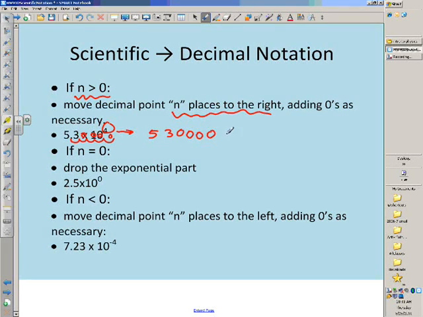No need to keep the decimal point there because of the whole sig digs thing, all right? If you already have an exponent that is 0, you just drop the exponent part. So here we would just go 2.5, okay?